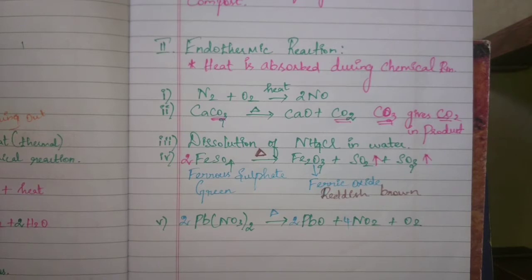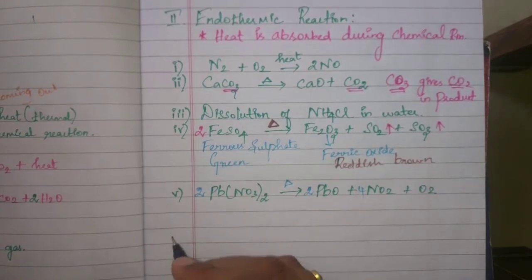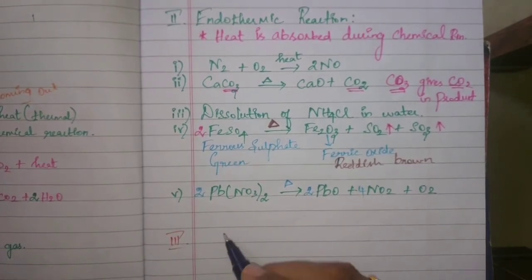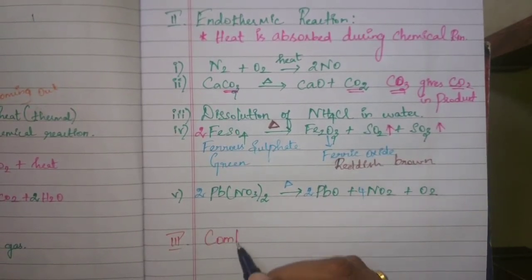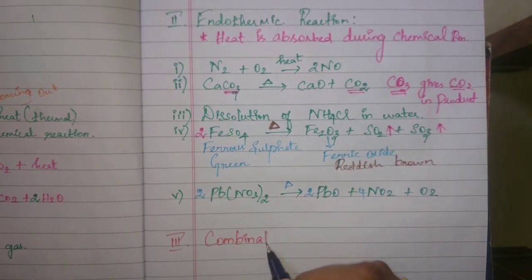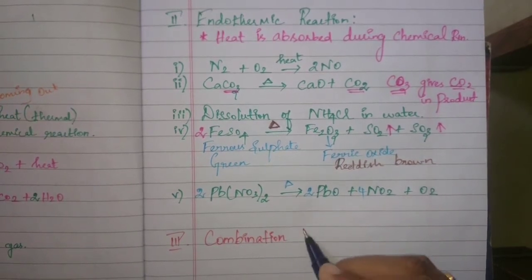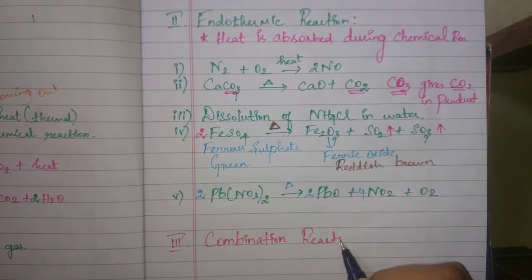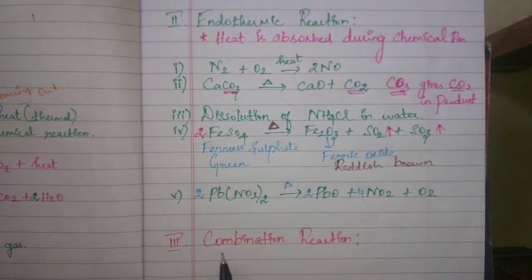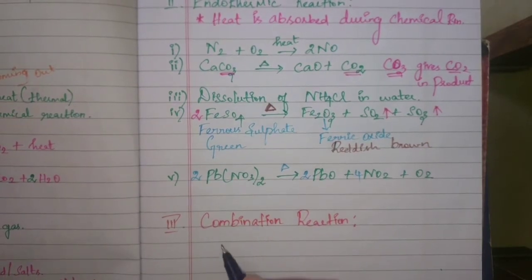So next I am going to discuss the third type of reaction, that is combination reaction. The third type of reaction is combination reaction. In the name itself you can easily understand what happens in this reaction. That is combination, that means combine. It combines.